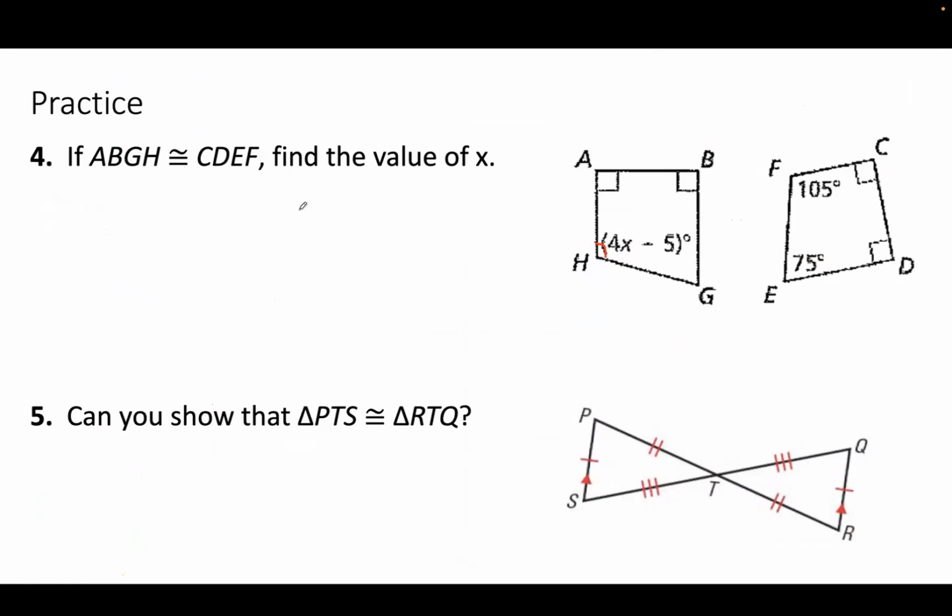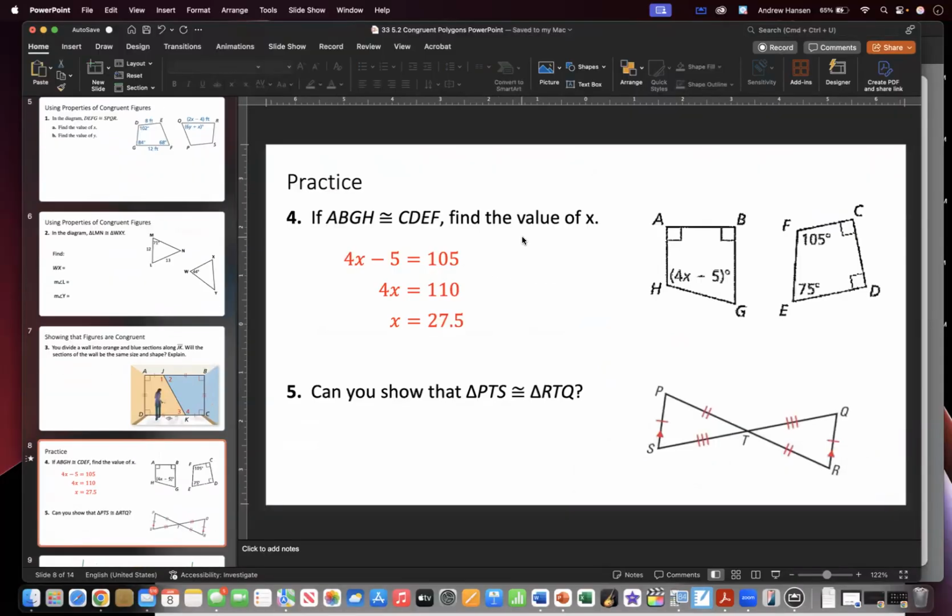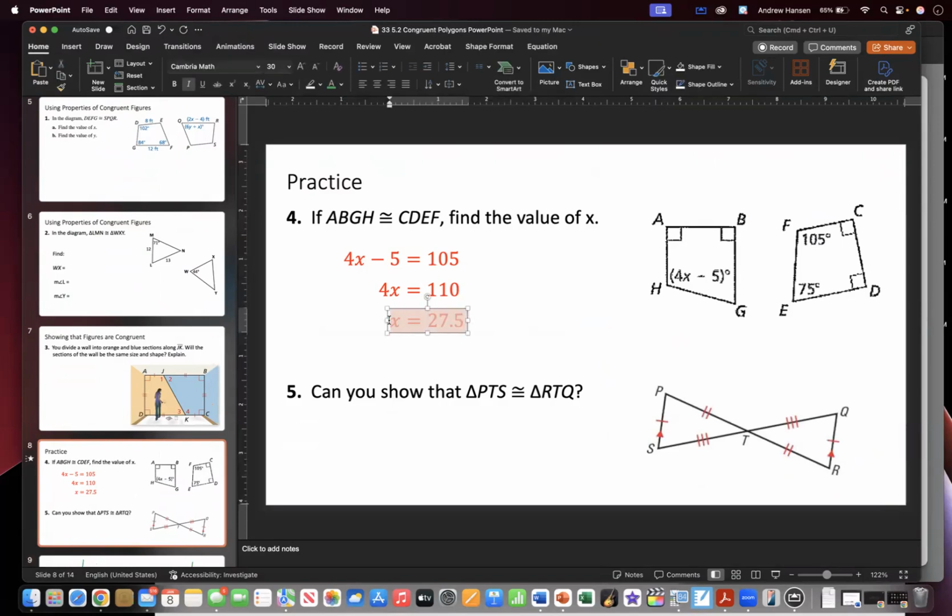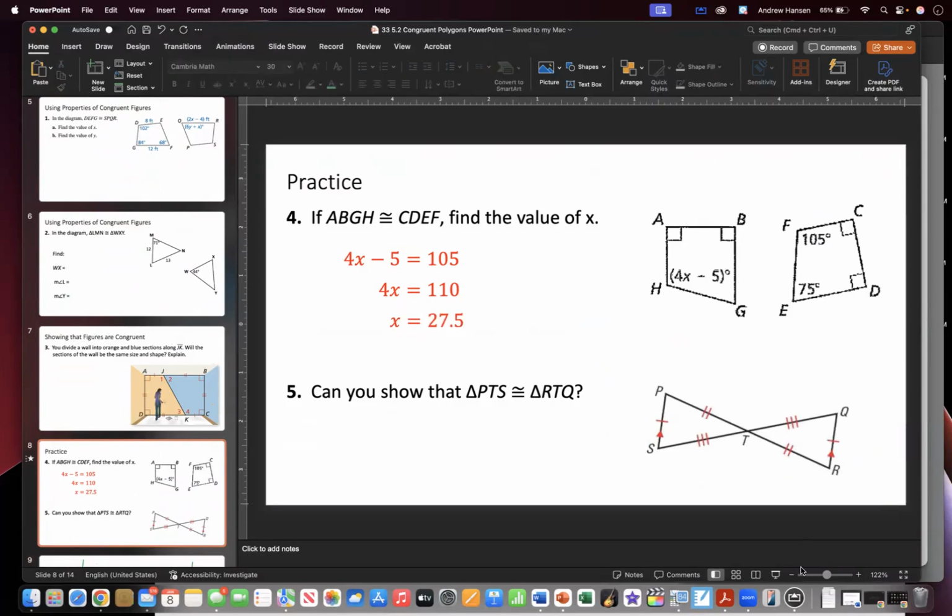Okay, so hopefully you tried it. Let's go ahead through the work here. It asks for x, which is here. So this corresponds to angle H, which is the fourth letter, so that would correspond to angle F. I want to set that 4x minus 5 equal to angle F, which is here, so F would be 105. So you should have set 4x minus 5 equal to 105 and gotten 27.5. That should be your work for that one.